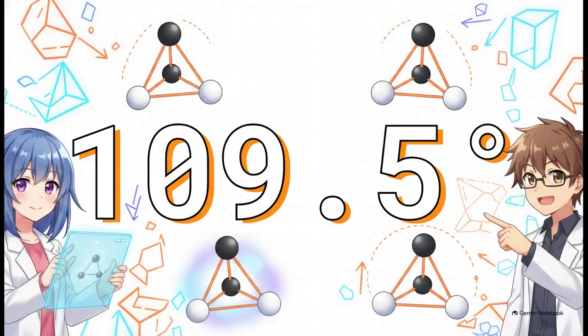I really want you to burn this number into your memory. 109.5 degrees. This is the absolute gold standard angle for a perfect, symmetrical, four-group tetrahedral shape in 3 dimensions. In our methane molecule, CH4, all 4 hydrogen atoms spread out into a perfect 3D pyramid with a triangular base, perfectly balancing the repulsion at exactly 109.5 degrees apart.